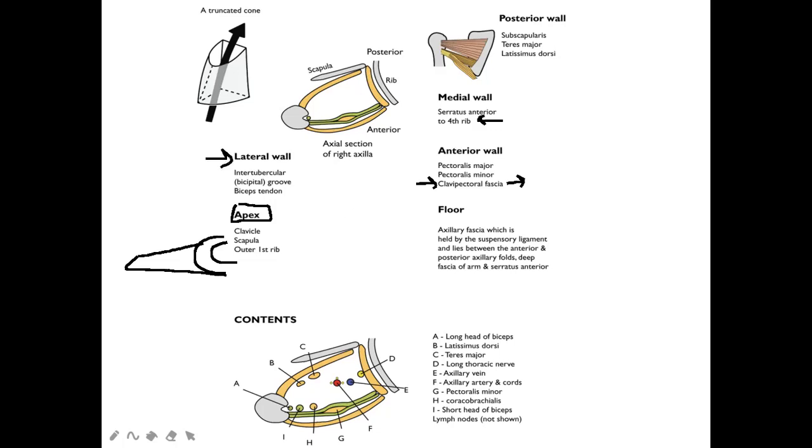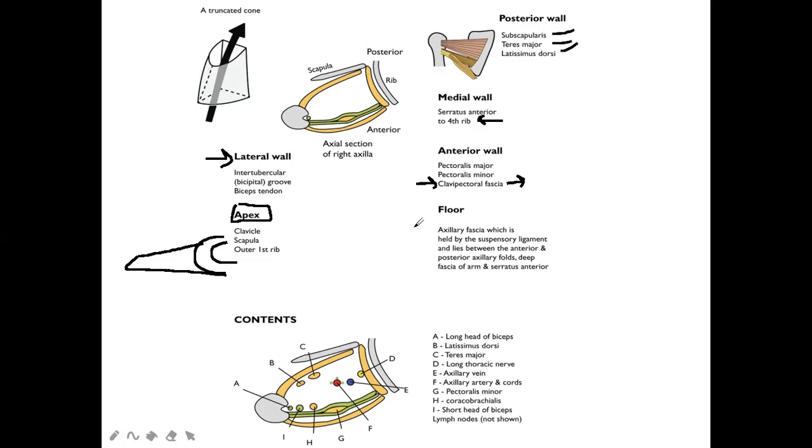Then the posterior wall is made up of these structures that we have: muscles coming from the scapula going onto the humerus, and some coming from the posterior thoracic wall, going as well to the humerus. The subscapularis comes from the subscapular fossa, and then we have the teres major, and then the latissimus dorsi. So you can remember that the subscapularis, teres major, and the latissimus dorsi form the posterior wall. These are the muscles at this point anterior to the scapula.